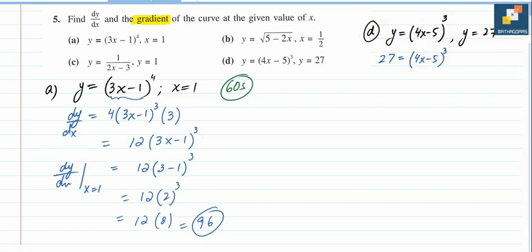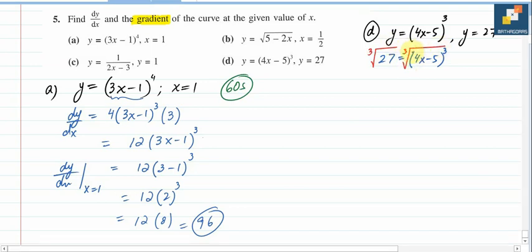In order to eliminate the cube, we need to apply the cube root on both sides. The benefit of the cube root is it cancels the power cube on the right side. So on the right side we have 4x minus 5, and the cube root of 27 leads to 3. So I can find the value of x now. Minus 5, when you shift it, will be plus 5, and it's 8 equals 4x, x equals 2. Once you have the value of x, now we can start the differentiation.